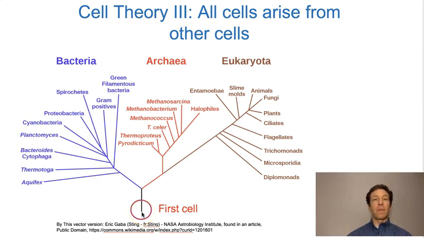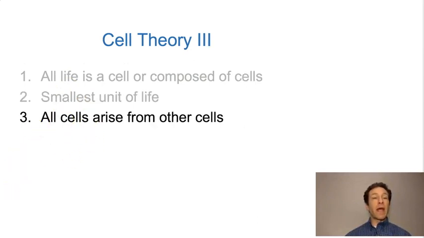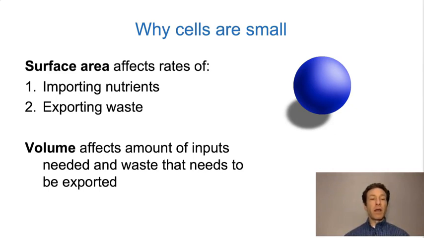So those are the three components then of cell theory: that life is composed of one or more cells, cells are the smallest unit of life, and all cells arise from pre-existing cells except the first one. We will move on here and talk about why cells are small. And the key idea is that cell size is determined by a combination of the cell's surface area and the cell's volume. To think about this, we're going to do some abstraction.